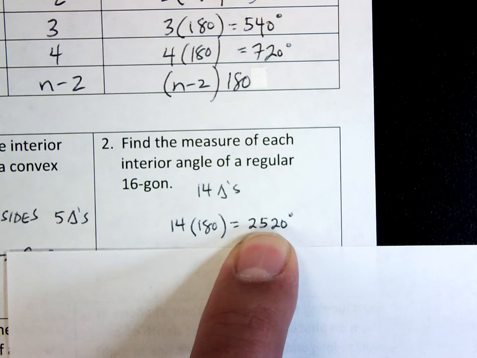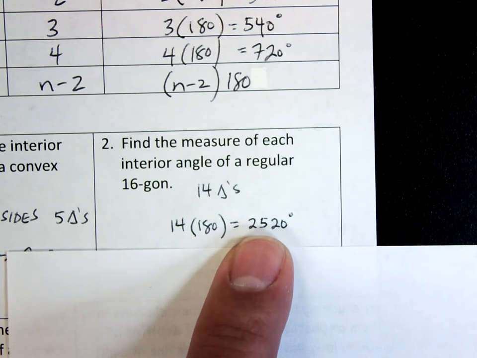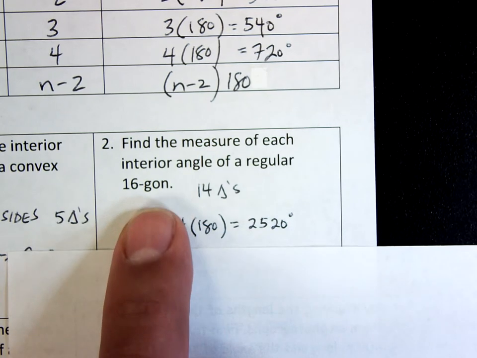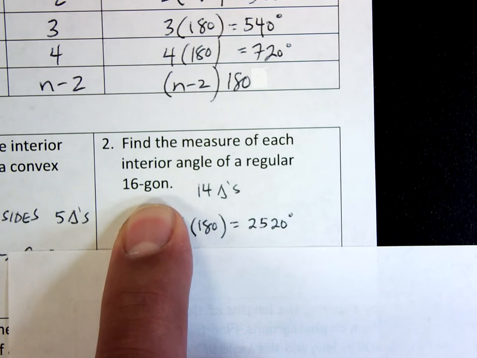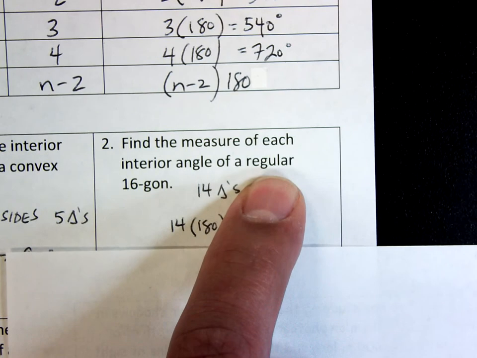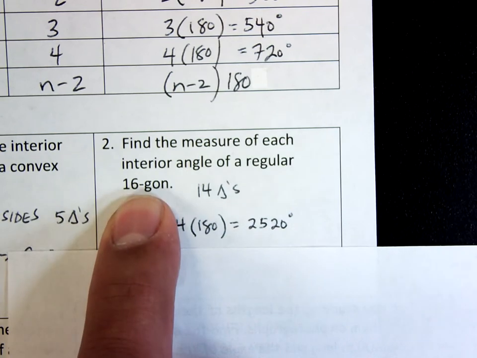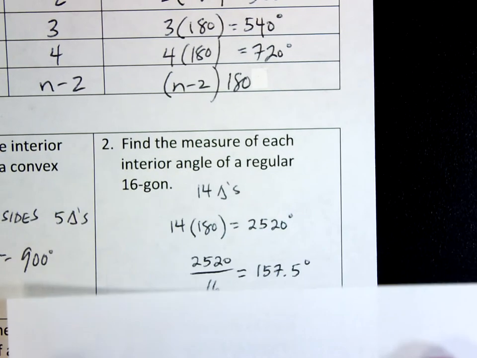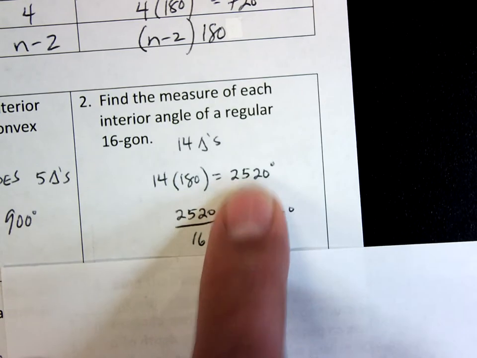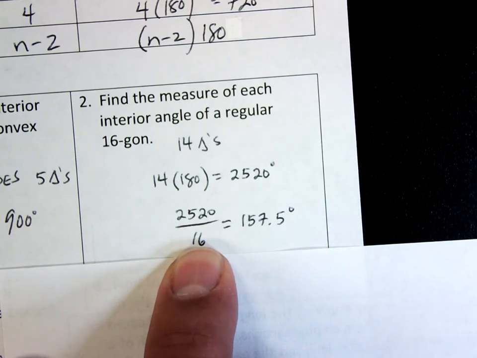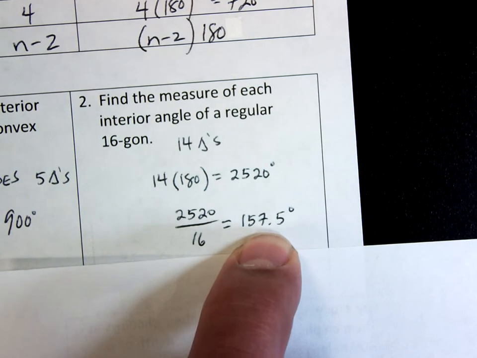So that's what they are if I add up all the angles of this 16-gon. But because it's a 16-gon, it has 16 sides, so it'll have 16 angles, and it's regular, so they're all the same. So if this is what they all add up to, this 2520, and there are 16 of them, how can I figure out what each one of them is? I just take the sum and divide it by how many there are, which tells me that each one must be 157.5.